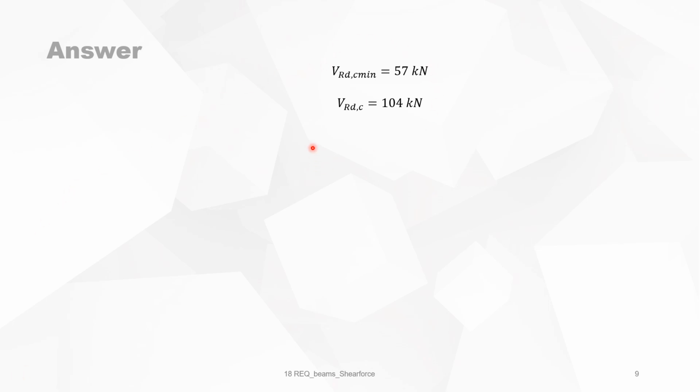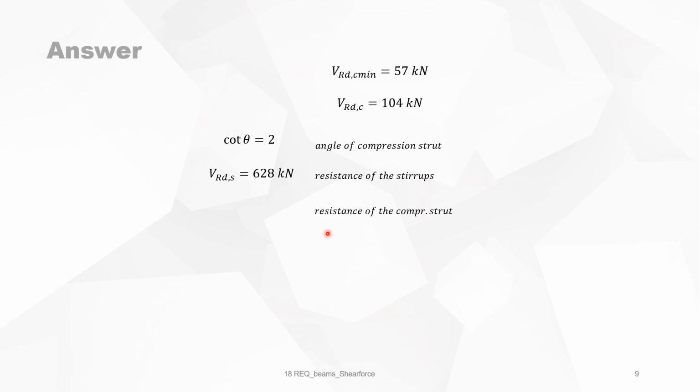So we summarize our answer. VRDC min was 57, VRDC was 104, so that's the allowable shear stress that can be taken by the concrete alone. Now we look at the angle of the compression strut, cotangent theta 2. The resistance of the stirrups with cotangent theta 2 was 628. The resistance of the compression strut was 517 kilonewton. So it means that the total resistance is the minimum of the two. So it's 517 kilonewton, which is the total shear resistance.